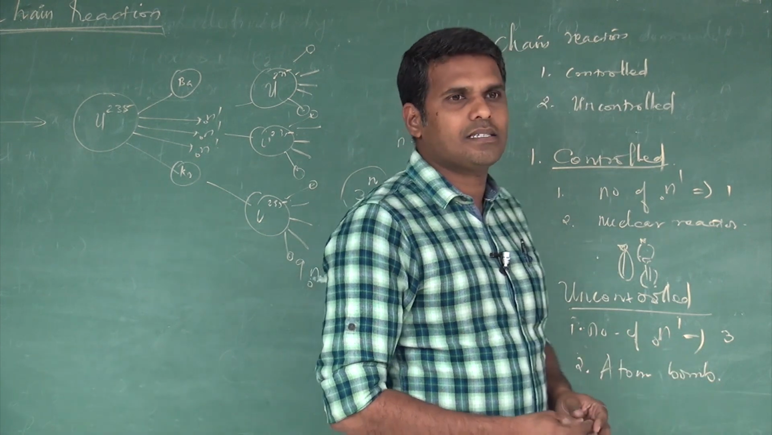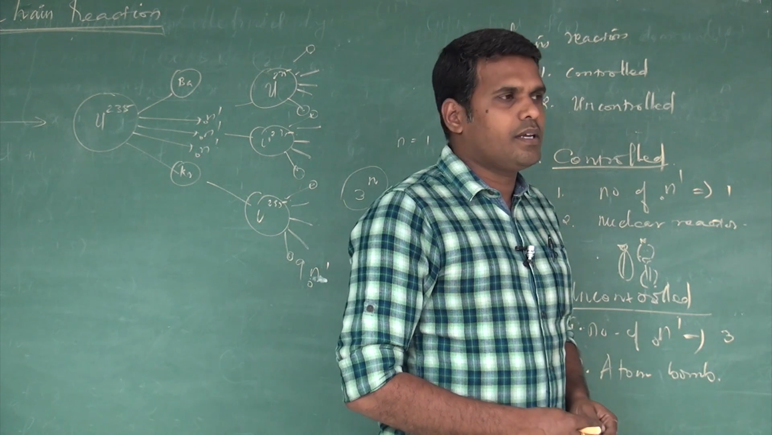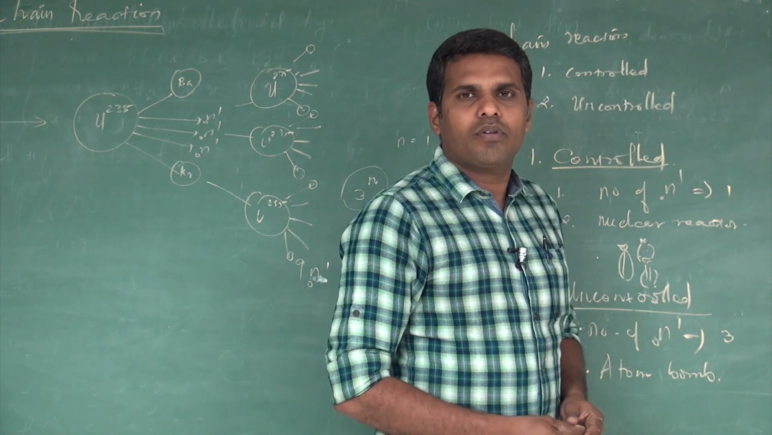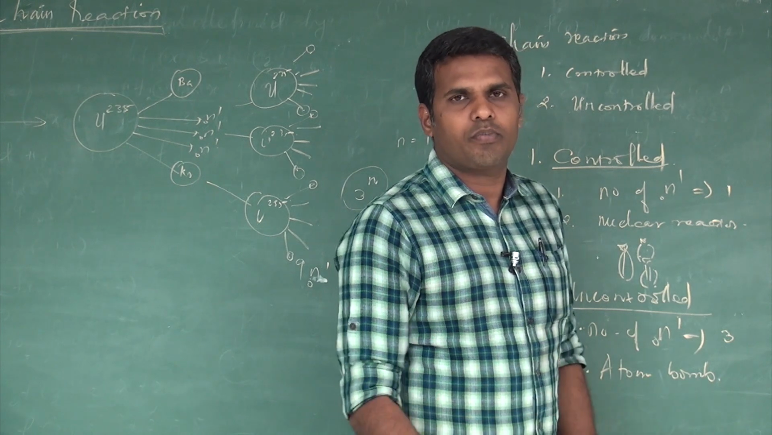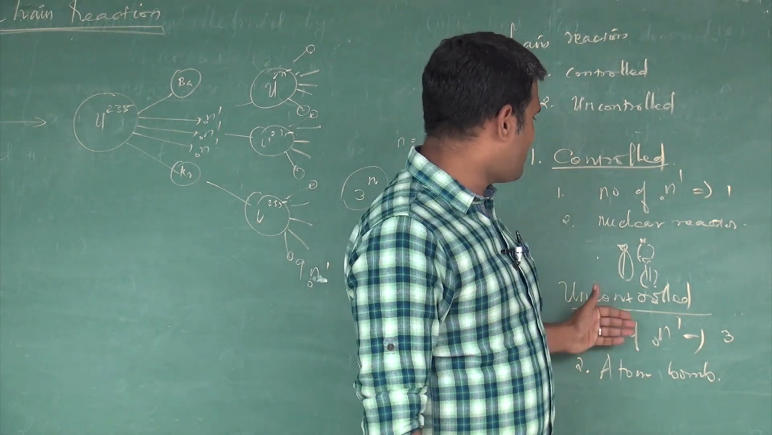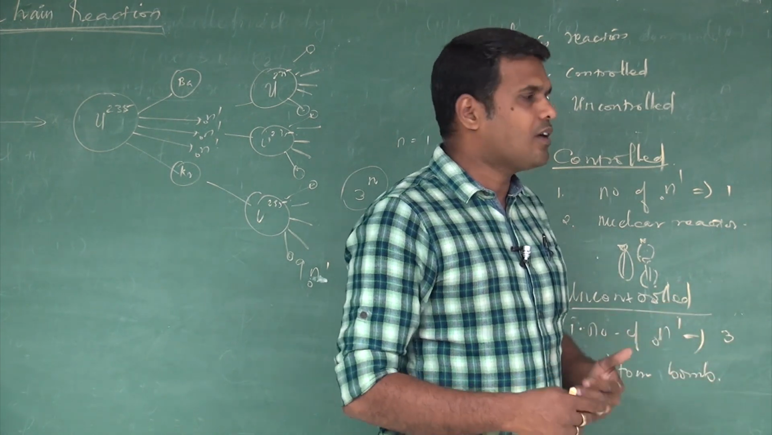This is all about a chain reaction and its types. So what is a chain reaction? A chain reaction is a self-propagating process in which the number of neutrons goes on multiplying rapidly, almost in a geometric progression, and the types are controlled and uncontrolled fission chain reactions. Fine. We shall now speak about critical mass.